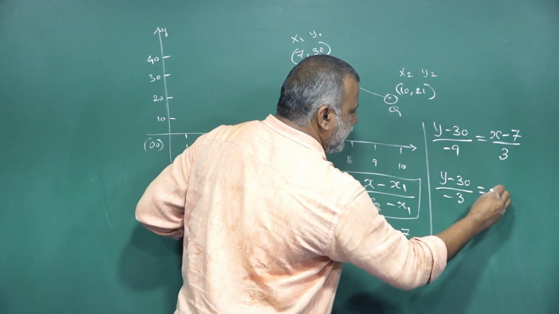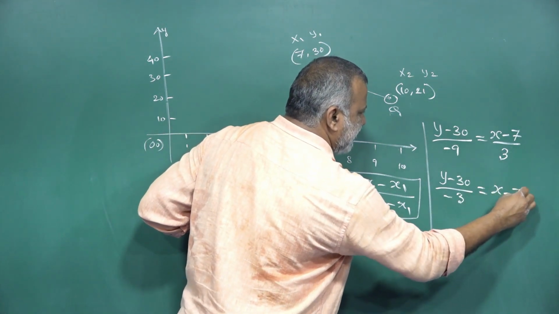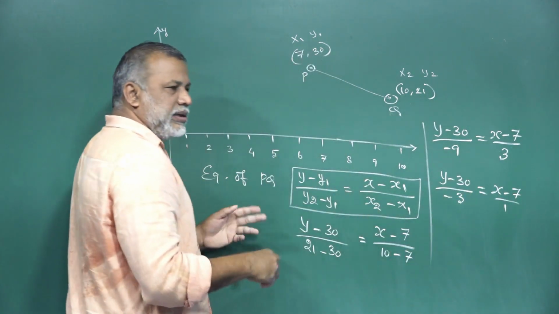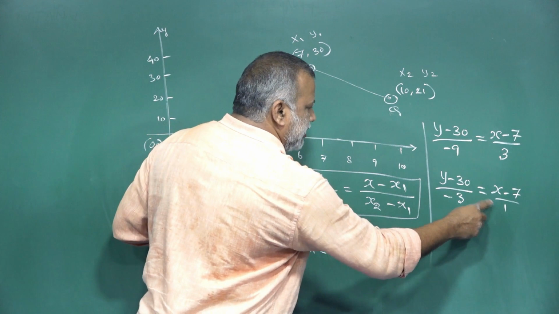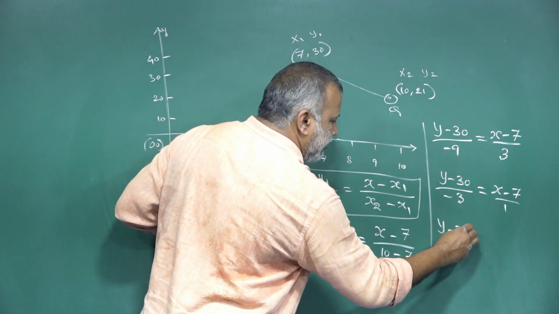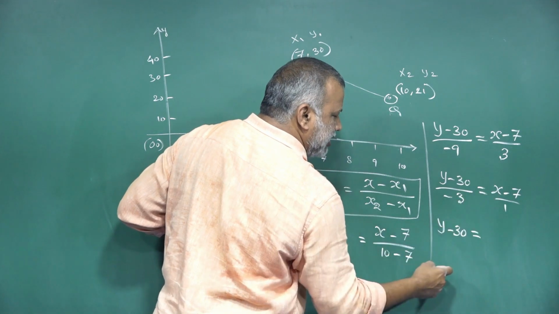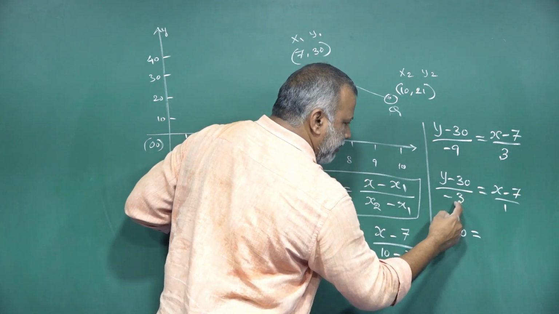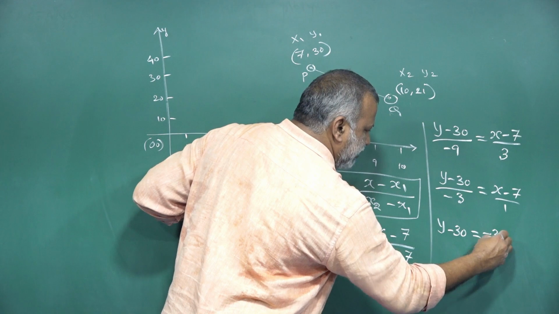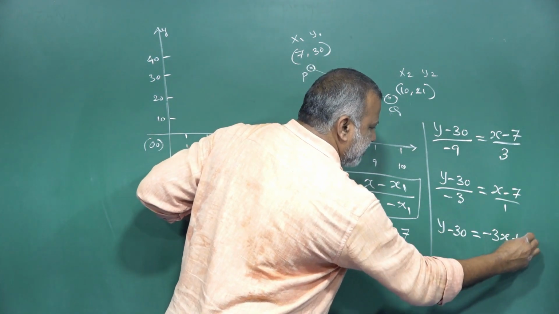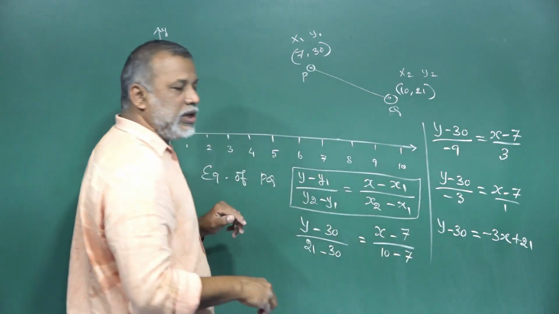That is equal to x minus 7, so we can get divided by 1 only. This 3 and 9 will be cancelling. Now cross multiplying this 1 here, we can get y minus 30 equal to minus 3, multiplication with this cross multiplication. Minus 3 multiplied by x, we can get minus 3x. Minus 3 again multiplied with the minus 7, we can get positive 21.